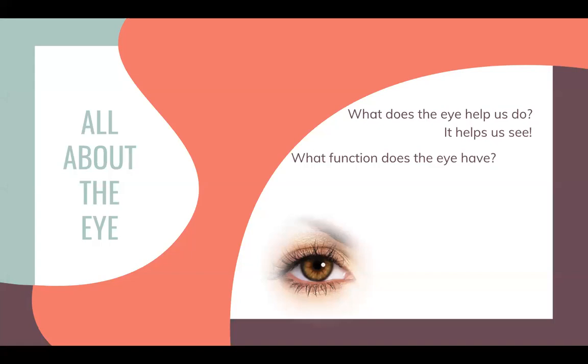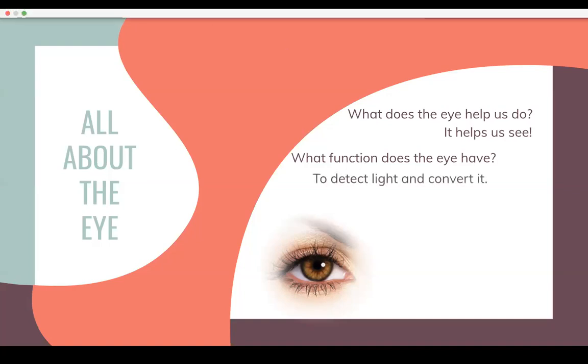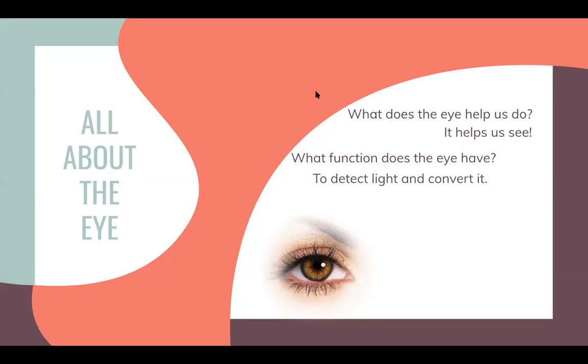So I somewhat alluded to it from the table of contents. So anyone have any guesses? What function does the eye have? Okay, we'll move on from that. You know, it detects light and then it converts it, because the brain is also involved through the optic nerve of the eye.